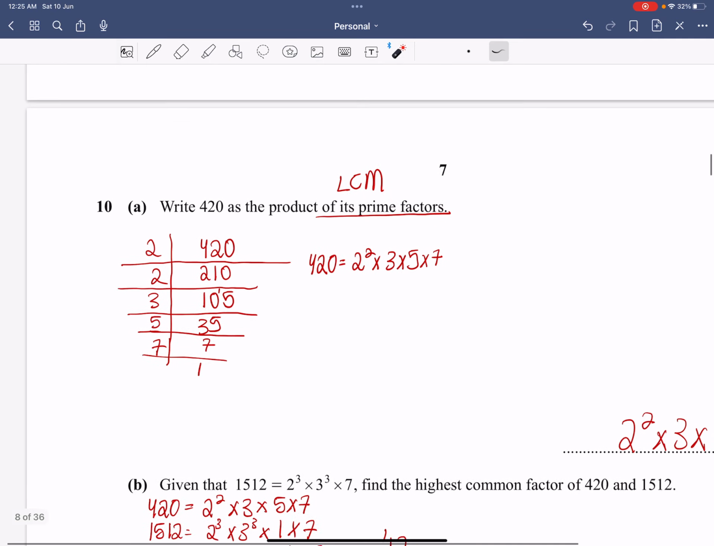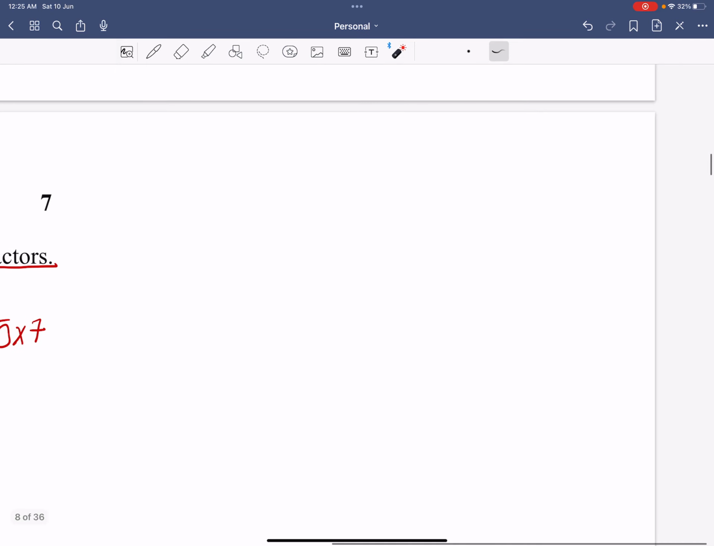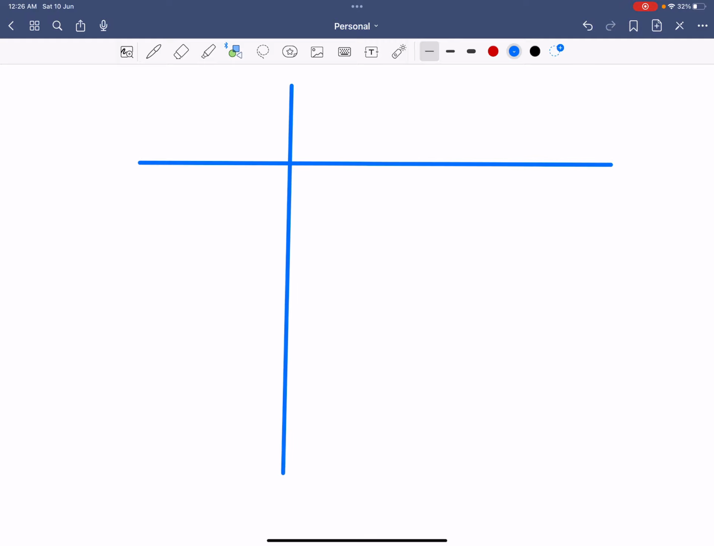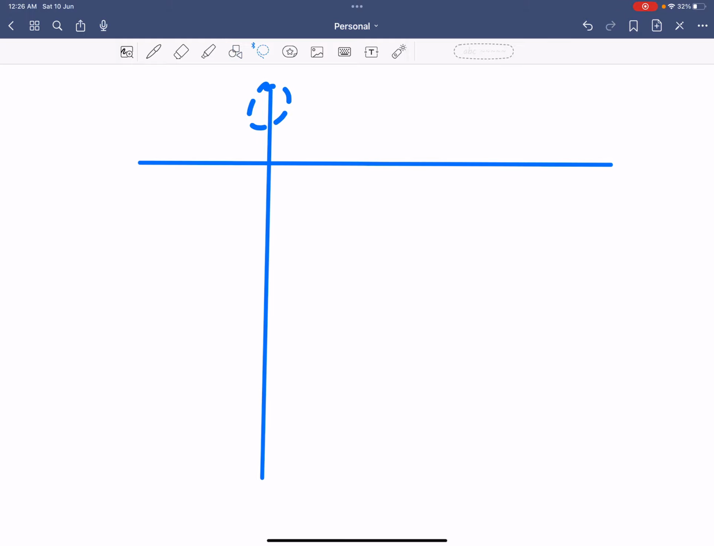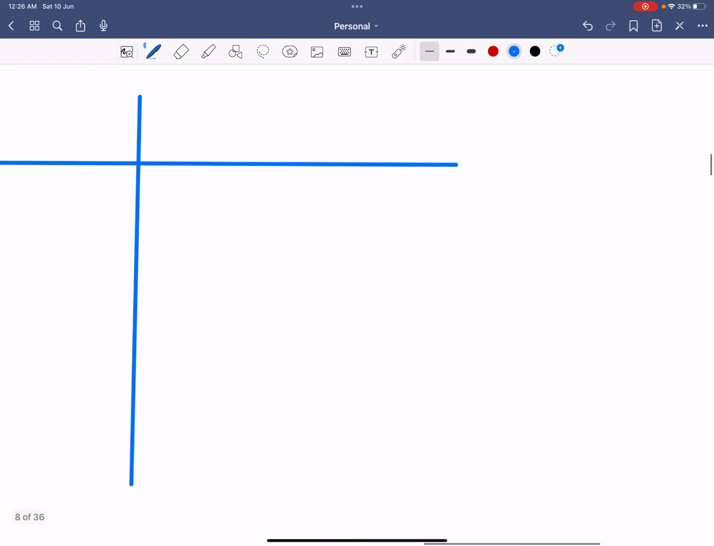Now the next question. Write 420 as a product of its prime factors. So what you need to know is, what do you mean by the product of its prime factors? Whenever they tell you that you need to find the product of the prime factors, what you need to do is find the LCM. So now what is the LCM? LCM is the least common multiple, right? So the LCM is the least common multiple.